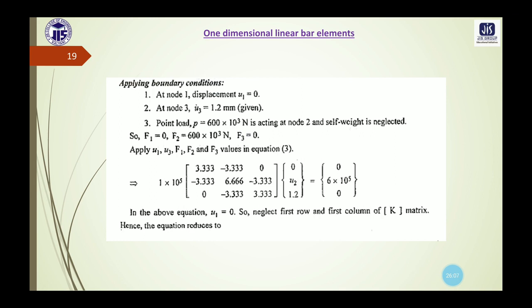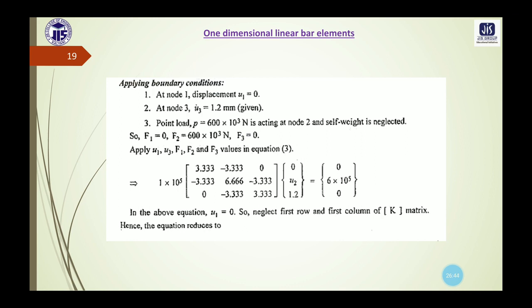Now we need to apply the boundary conditions here to find the values of the nodal displacement and the force vector. So at node 1, from the diagram we have seen that U1 equals 0, and at node 3, U3 is 1.22 mm, which we discussed at the start of this numerical. The point load P is given as 600 × 10^3 Newton. It is acting at node 2 and self weight is neglected. So F1 is 0, F2 is 600 × 10^3 Newton, and F3 is 0.